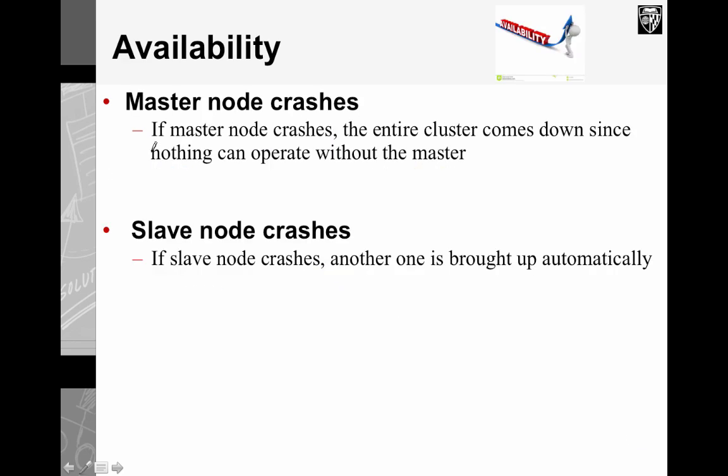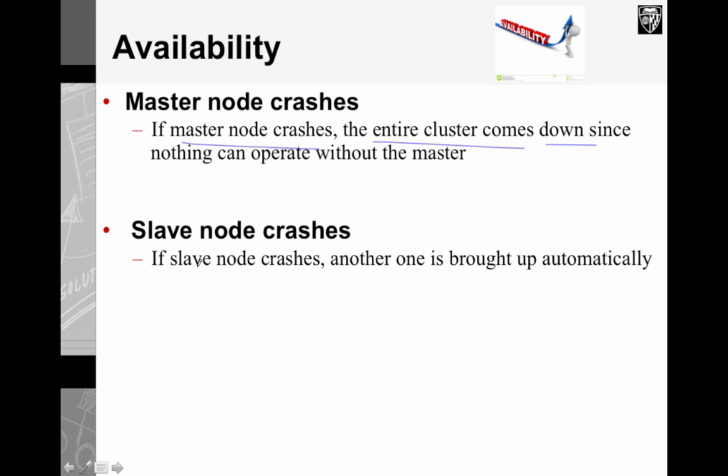Availability. If the master node crashes, then the entire cluster comes down because the master node is the brains behind the cluster. So if the master node ever goes down, then the cluster terminates with errors and all the slave nodes also will die. So you've lost the cluster.